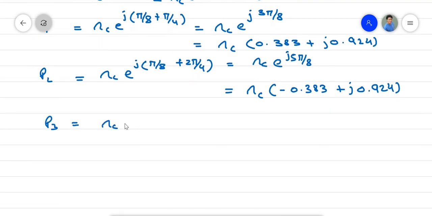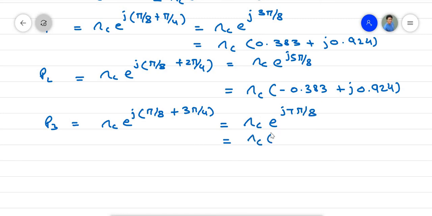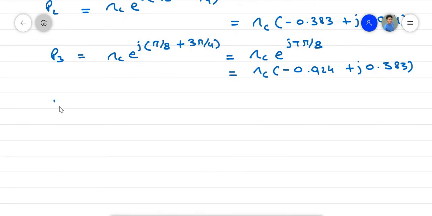Now after P2, we will find out P3. P3 will be equal to omega c exponential j (pi by 8 plus 3 pi by 4), which is omega c exponential j 7 pi by 8. If we solve this, it will give omega c times minus 0.924 plus j 0.383.